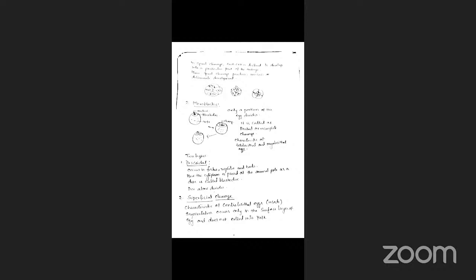Meroblastic cleavage is of two types, discoidal cleavage and superficial cleavage. Discoidal cleavage generally occurs in fishes, reptiles, and birds. Here, the cytoplasm is placed at the animal pole in the form of a disc, and it forms a blastodisc, and only that disc will be dividing. Whereas superficial cleavage is characteristic of the centrolecithal egg, meaning the egg yolk is present in the center. So the segmentation occurs only on the superficial layer, and the divisions do not extend into the yolk. You will see this in insects.